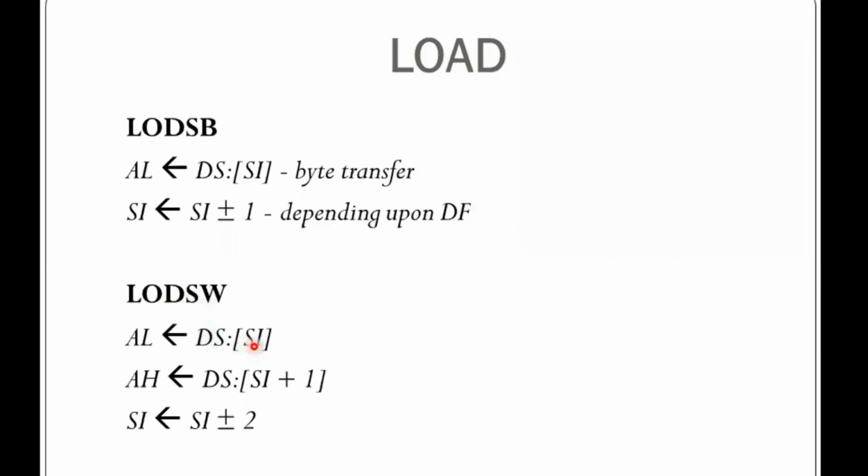The first value of the data segment goes to AL. Look here, now it is 16 bit. The lower byte goes to AL, and the higher byte goes to AH. For example, if you are going to transfer the value 1, 2, 3, 4, then 3, 4, the lower byte, goes to AL, and 1, 2 goes to AH.